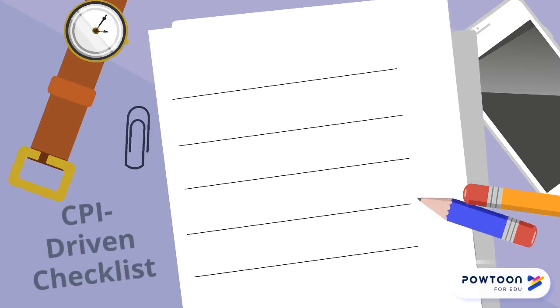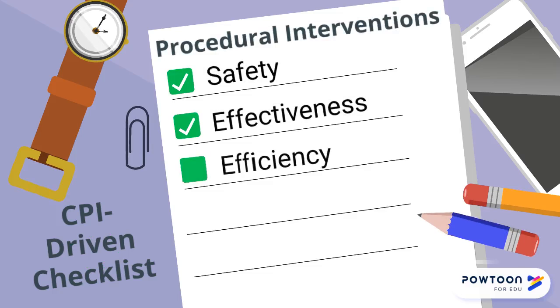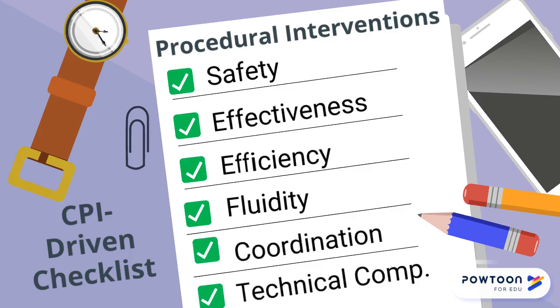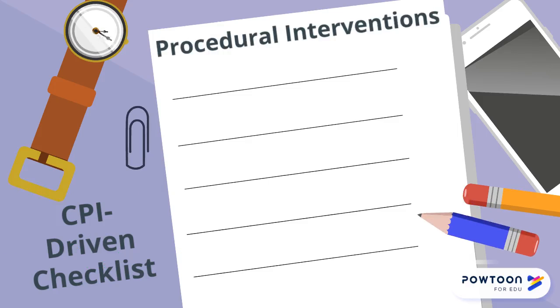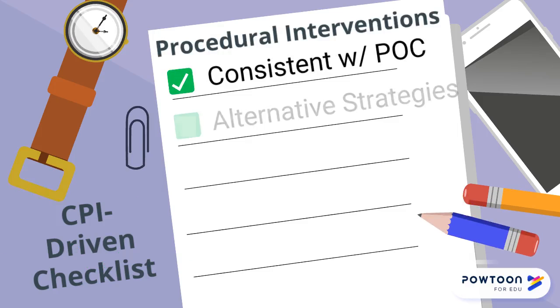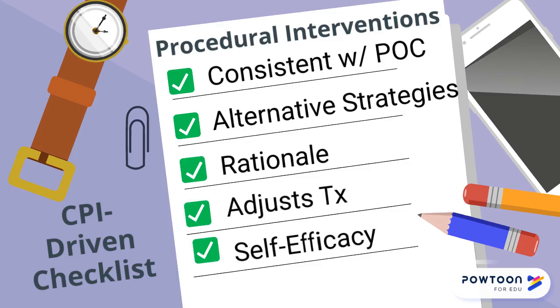In the CPI category, procedural interventions, the first key behaviors listed are safety, effectiveness, efficiency, fluidity, coordination, and technical competency. This list would give you a broad view of performance and lots of leeway to make qualitative comments. Other CPI sample behaviors in this category that could be used in a checklist include performing consistent with the plan of care, using alternative strategies, providing rationale, adjusting intervention appropriately, and incorporating self-efficacy in patient education.